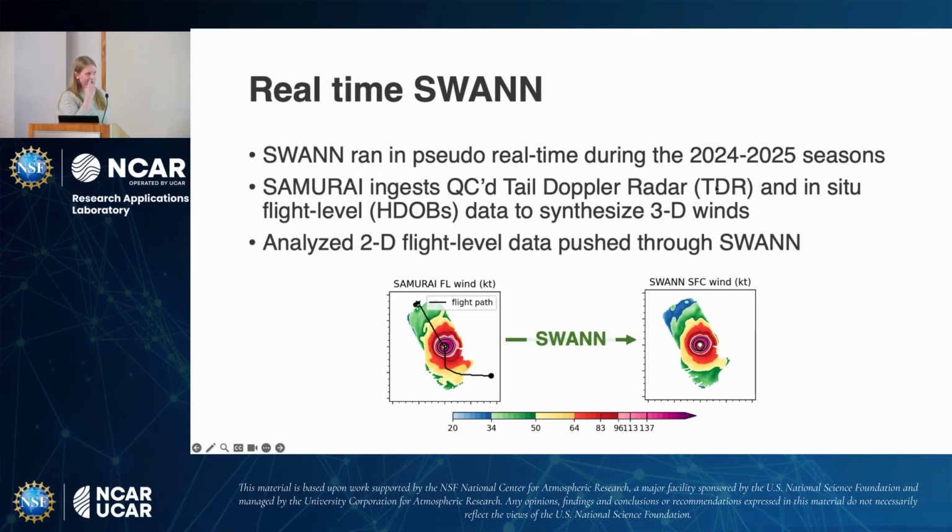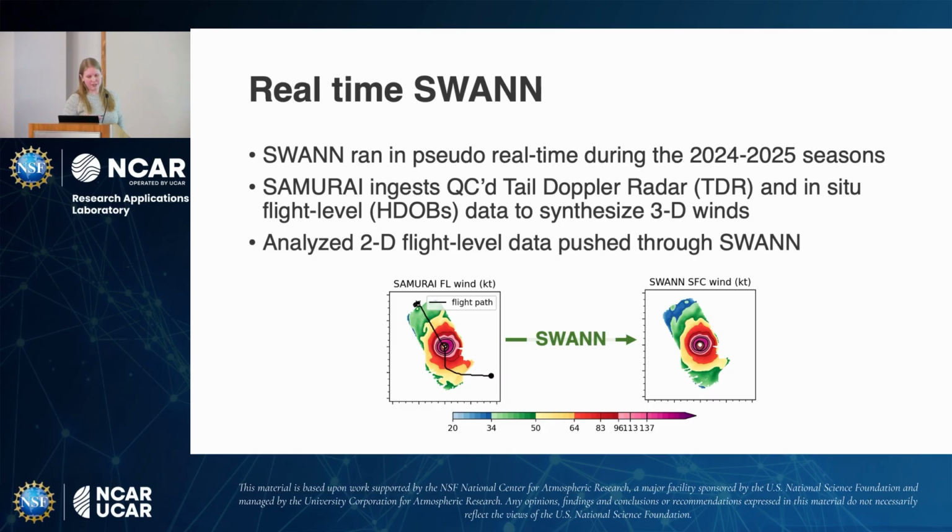And so in real time, we're running this pseudo real time. And by pseudo real time, I mean I'm sitting there and forcing the algorithm to go ahead. And all the flights, 2024 was a fun year. All the flights happened while I was on work travel. So I was running this from Rome. I was running this from Montana, never in Colorado, which was very annoying. Anyway, so SWANN has run pseudo real time, and it was run for 2024 and 2025 seasons.